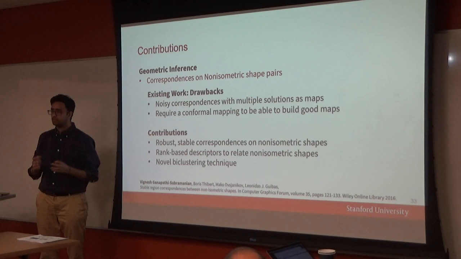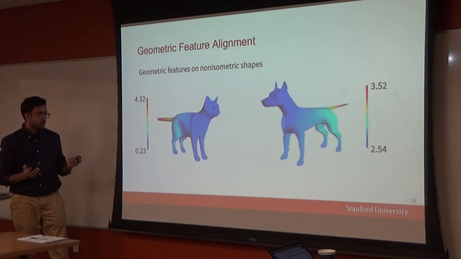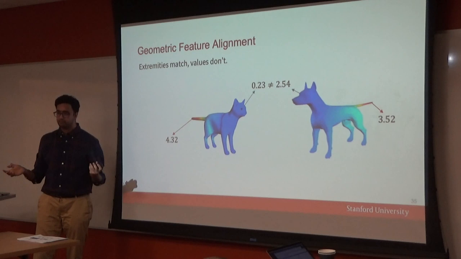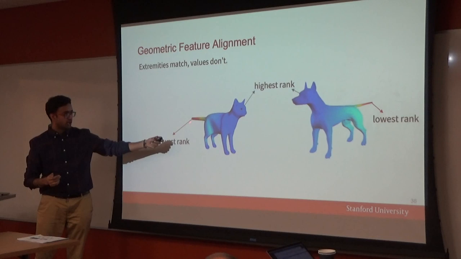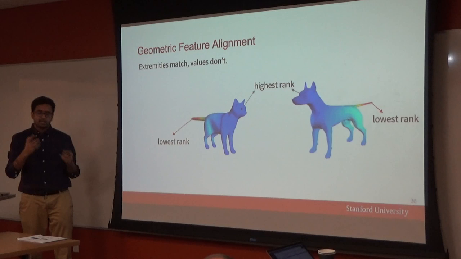So these are two non-isometric shapes, a cat and a dog, with a heat kernel signature overlaid on top of it. Now, obviously, we cannot match them value to value because they are non-isometric shapes with intrinsic descriptors on top of them. But what we can observe is that the point corresponding to the highest value on both the shapes is the tail. The point corresponding to the lowest value is the eye. And we could somehow look at the ranks, and the ranks would probably be in correspondence.